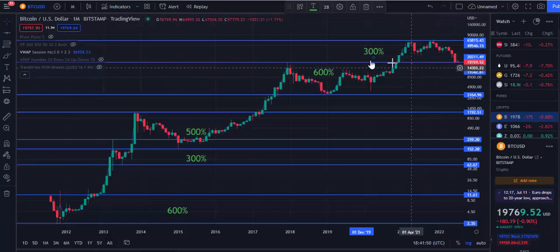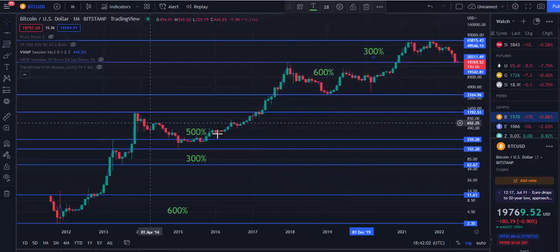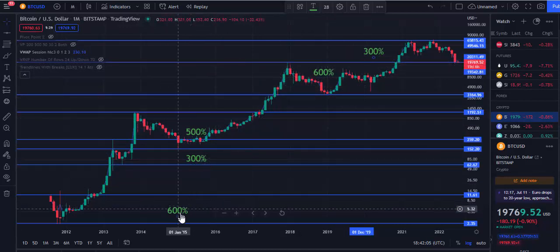You don't need to be afraid, because you can see what has happened before. With what I'm showing you now, you can see that there are always bigger pullbacks, and Bitcoin will still go back up again. All these pullbacks were up to like 600%. You can see them, 500, 300, 600. So you don't need to be afraid.